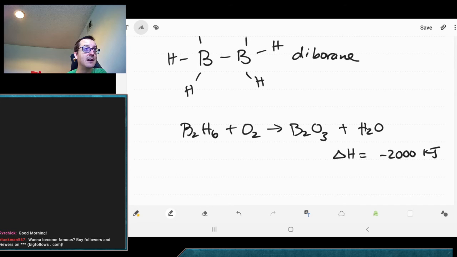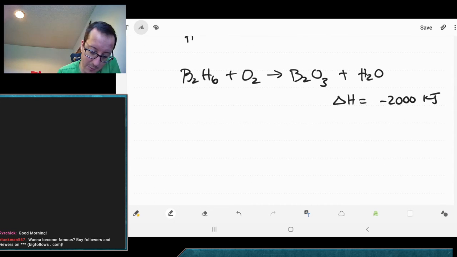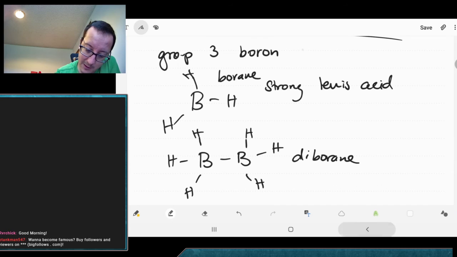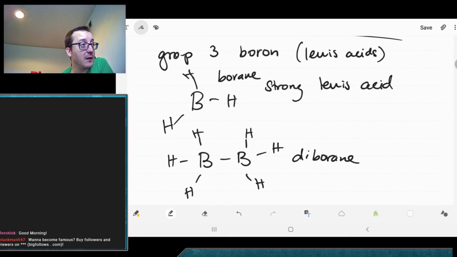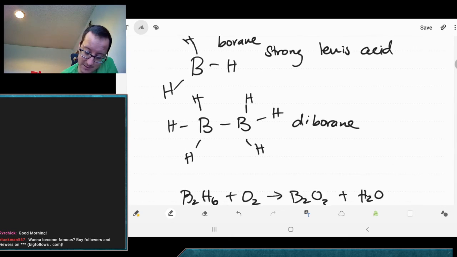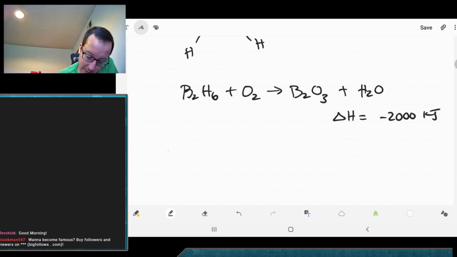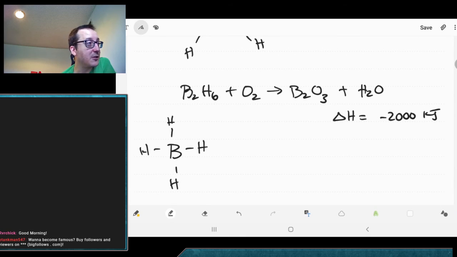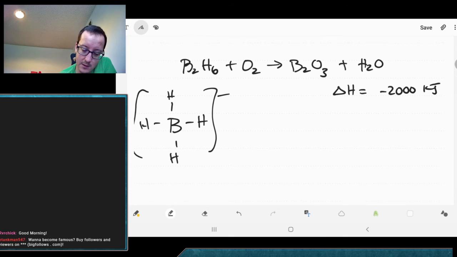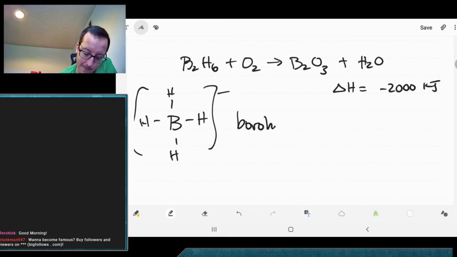That's because of the Lewis acidity of the boron. So we're going to see that most of the stuff in group 3 will form Lewis acids because of their only 3 valence electrons. They're going to have that empty space, which will be useful. We see that if you put a fourth hydrogen on boron, it does become negatively charged. This is called borohydride, and it is a good reducing agent.